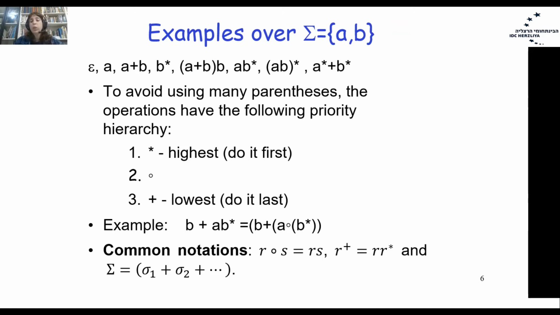Some common notations that we use: concatenation RS. We usually write RS without any dot that means concatenation; we just omit it. R with power plus means R concatenation with R star. And sometimes we write the alphabet sigma as sigma 1 plus sigma 2 plus sigma 3. We use letters of sigma, and we choose a single letter from the large sigma notation.